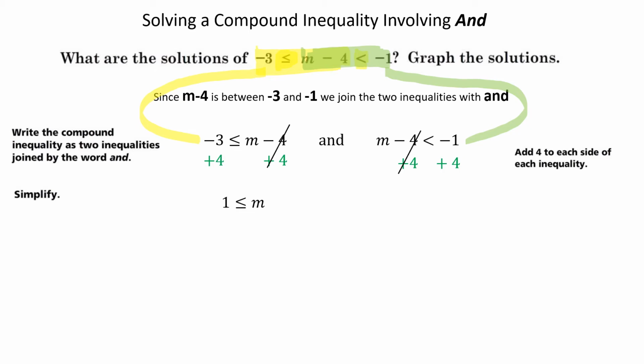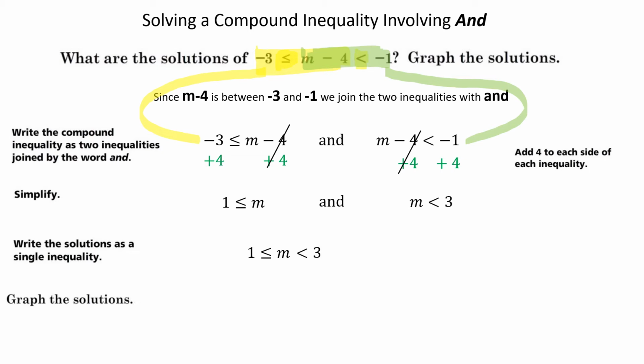After we solve for that, we get 1 is less than or equal to m, and m is less than 3. We're going to write that solution as a single inequality. This is our set builder notation. Yes, 1 is less than or equal to m, but that would mean that m is greater than or equal to 1. So we're going to want to graph this.